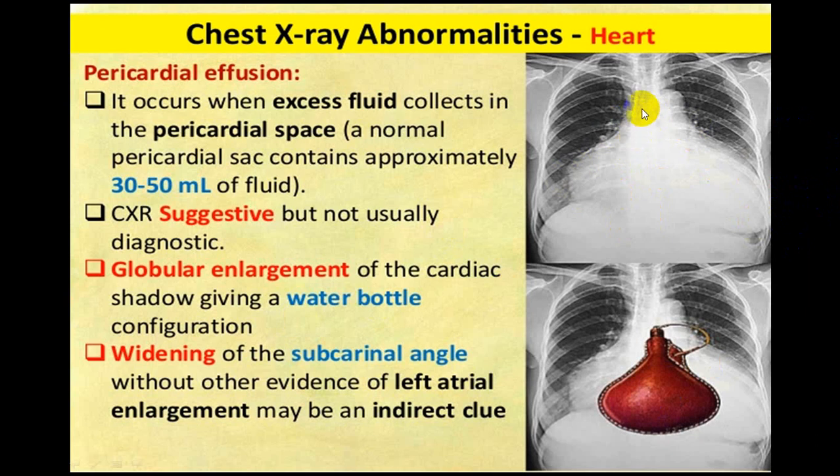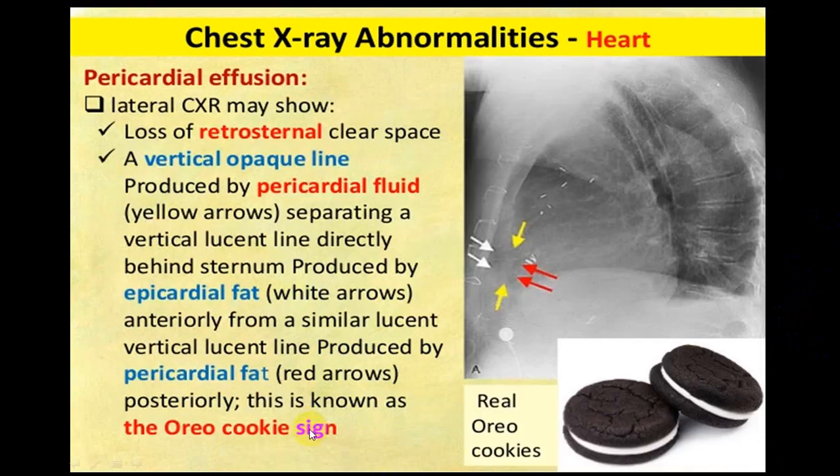So if you see a huge cardiomegaly, right side is also enlarged, left side is also enlarged, and the shape is called flask shape appearance or water bottle appearance. That is pericardial effusion. So do remember this. There will be widening of the subcarinal angle in pericardial effusion and in case of a left atrial enlargement. But in left atrial enlargement, you don't get this shape. So this is in favor of a pericardial effusion.